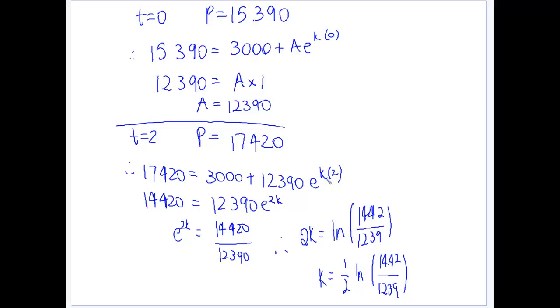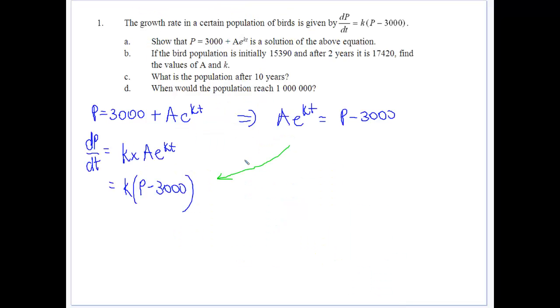The only thing we don't know is k. So we start to clean it up. We subtract the 3,000, then divide by the 12,390 to get e to the power of 2k by itself. Now it becomes a log function. We can take our logs. By the definition of logarithm, 2k is equal to the natural log of 1442 over 1239. And then divide by 2, so we get our half log of 1442 on 1239. So there's k. Again, leave k in that form.